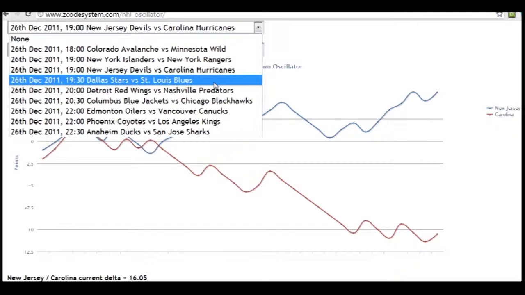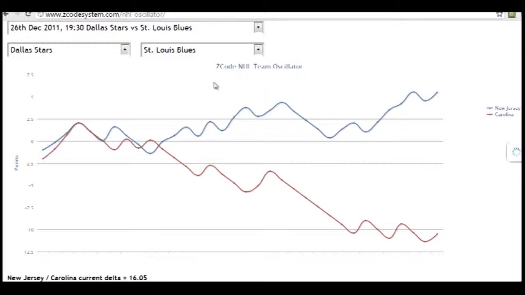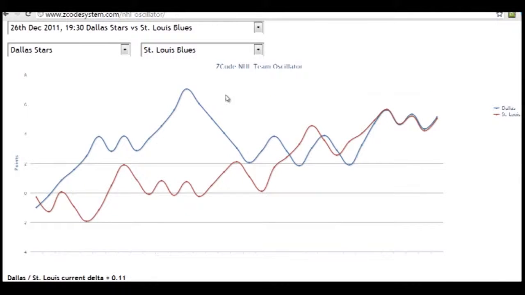The next game is the Dallas Stars versus the St. Louis Blues. Oh, and this is actually pretty funny. As you can see, both of the lines go together, and both teams are perfectly matched, which means this is a clear sign that we are going to have a really tight, close game with a possible score of 2-3 or 1-2, something like that.